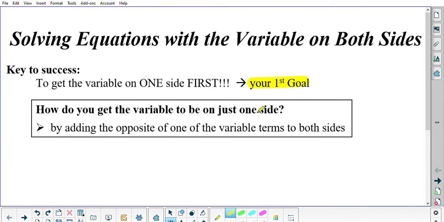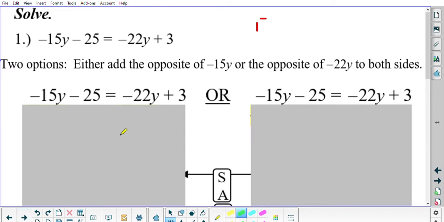Now, how do we get the variable to be on just one side when it initially is on both sides? As I've taught you before, we're going to do that by adding the opposite of one of the variable terms, and we're going to do it to both sides. And so problem number one, this is already typed up for you, but follow along with me here on my screen. We have negative 15y minus 25 equals negative 22y plus 3.